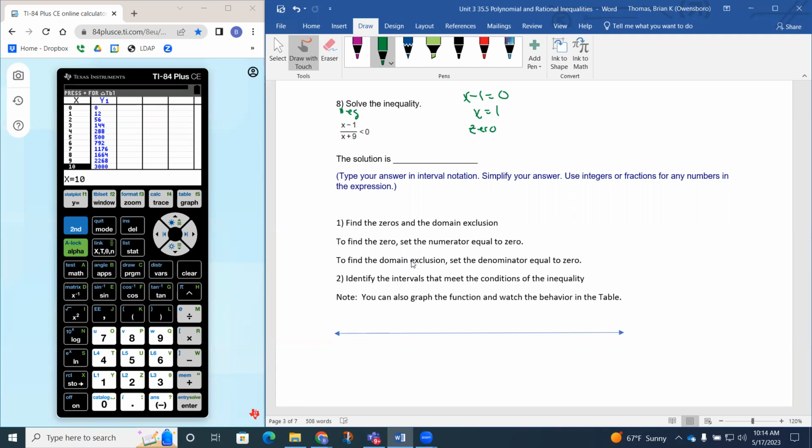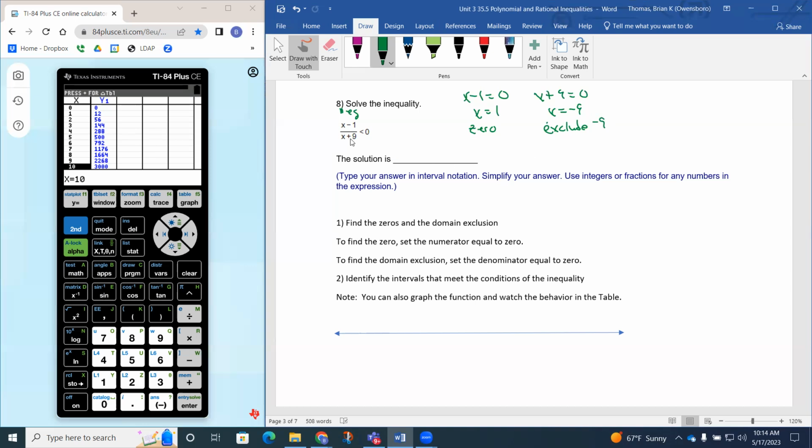We also want to find what's called the domain exclusion. We want to set the denominator equal to 0 as well and solve for x. So x plus 9, we set that equal to 0. x equals -9, that's going to be our domain exclusion. So we want to exclude -9.